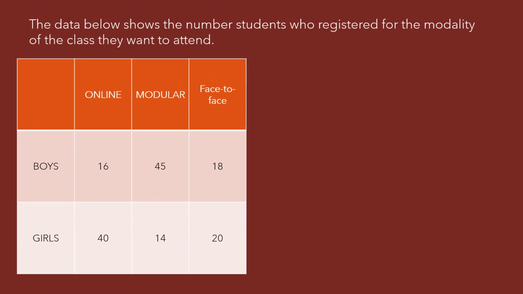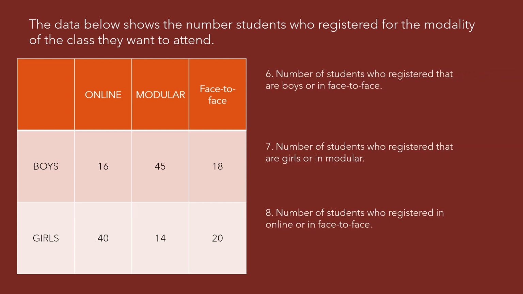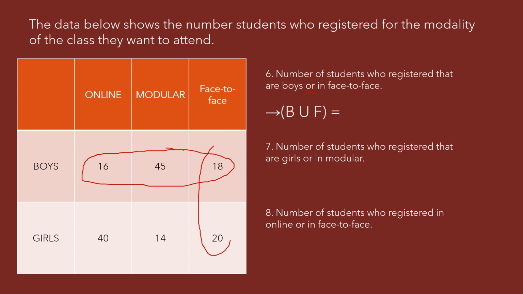Let us see how we are going to find the union between the given sets. For number 6, the number of students who registered that are boys or in face-to-face. Or means union. So we may denote that as B union F. For the boys, these are the numbers involved. And for the face-to-face, here are the numbers involved. Just like the idea that we did in the Venn diagram, since we're dealing with union, it is as simple as adding all of those numbers that are involved.